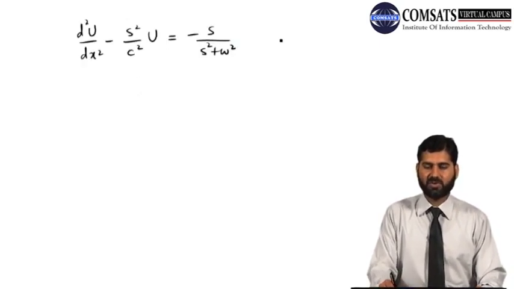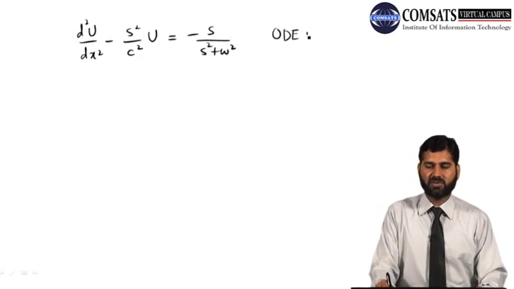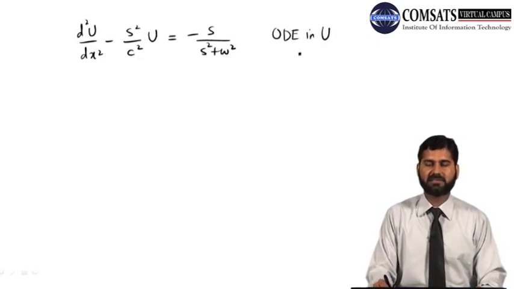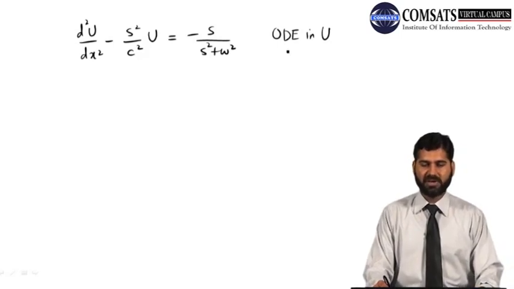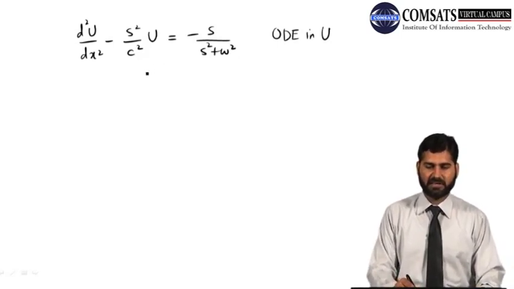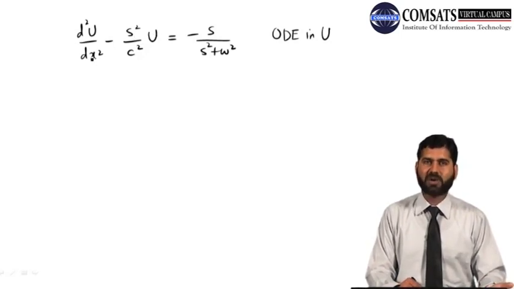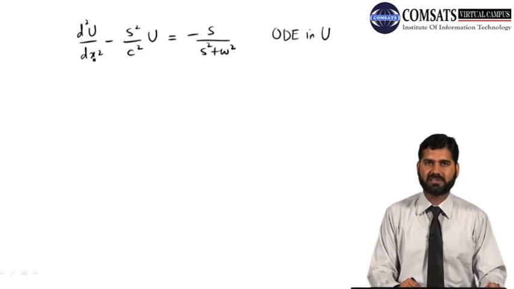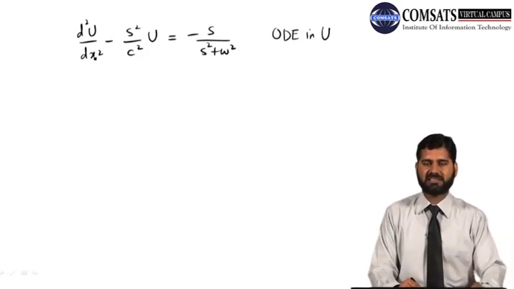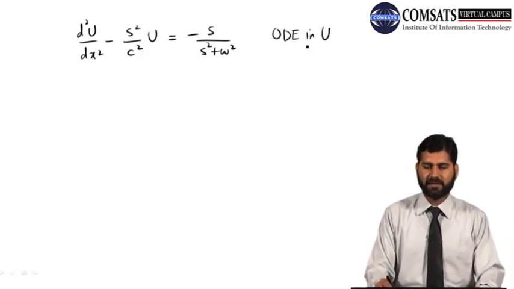So you see, this is an ODE. This is an ODE in U and x. We will treat s as constant, because derivatives are with respect to x, and these are ordinary derivatives. So s is a parameter here, as s is fixed. U is a function of x here, and s is a parameter, so we will assume it fixed.